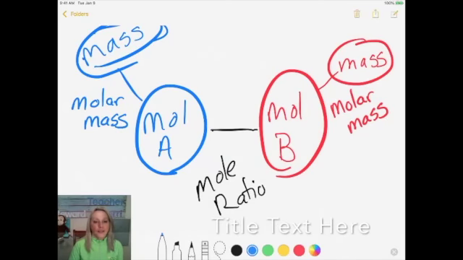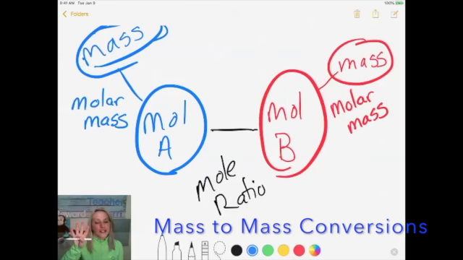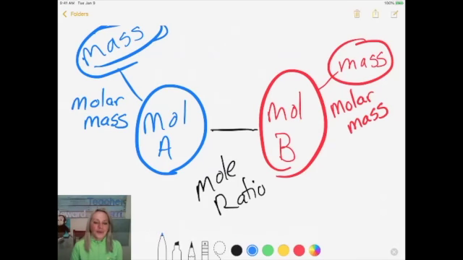All right, today we're talking about mass to mass conversions in a reaction. This is a 4-step process, and I'm here to walk you through it with the KISS principles of chemistry. It is Keep It Simple Student.